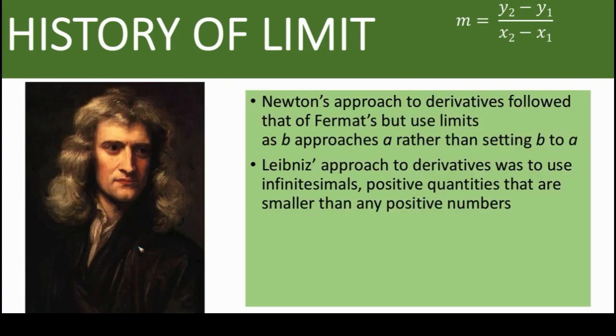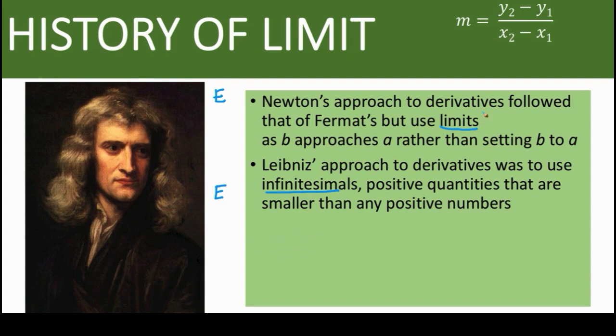In particular, Sir Isaac Newton's approach to derivatives followed that of Pierre de Fermat, but he used limits instead of imagining E. While Leibniz's approach was to use infinitesimals, or positive quantities that are smaller than any positive numbers, which is similar to the value of E as imagined by Pierre de Fermat.